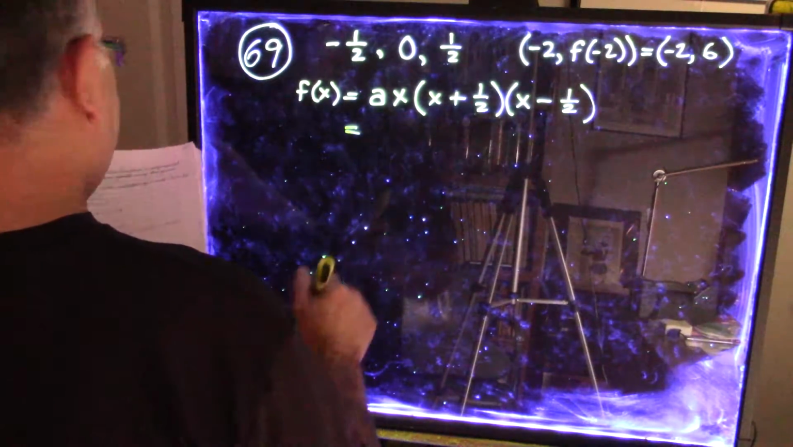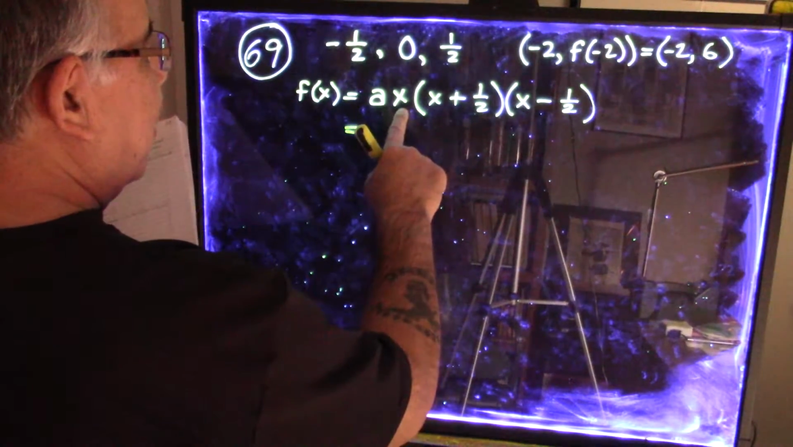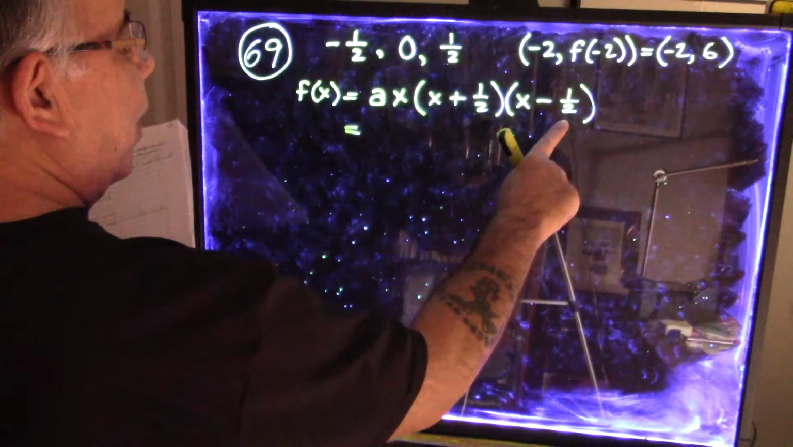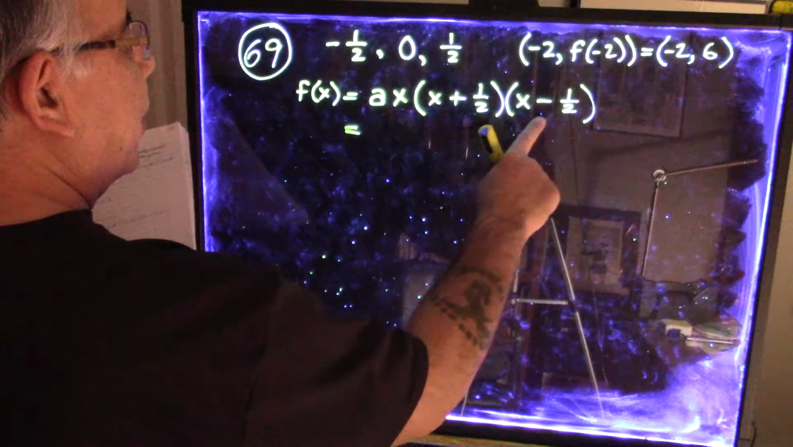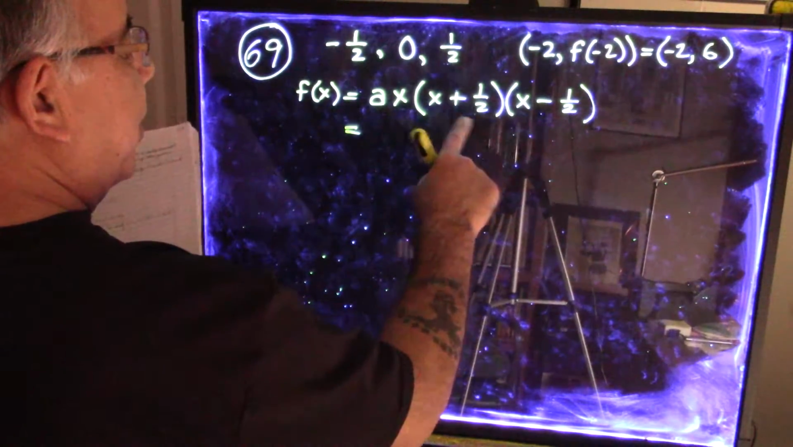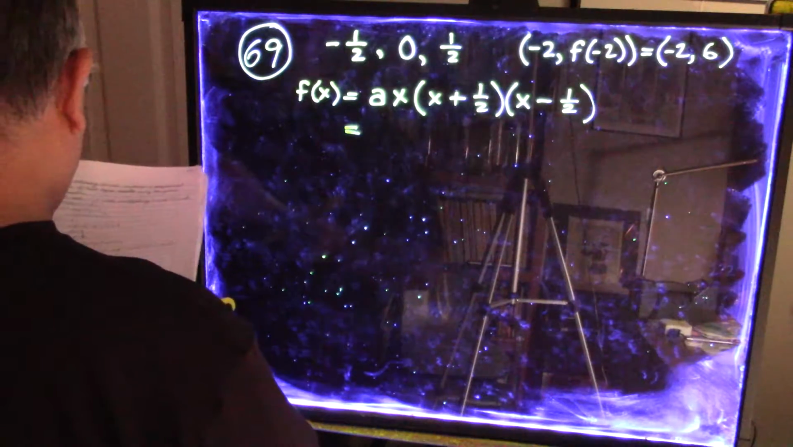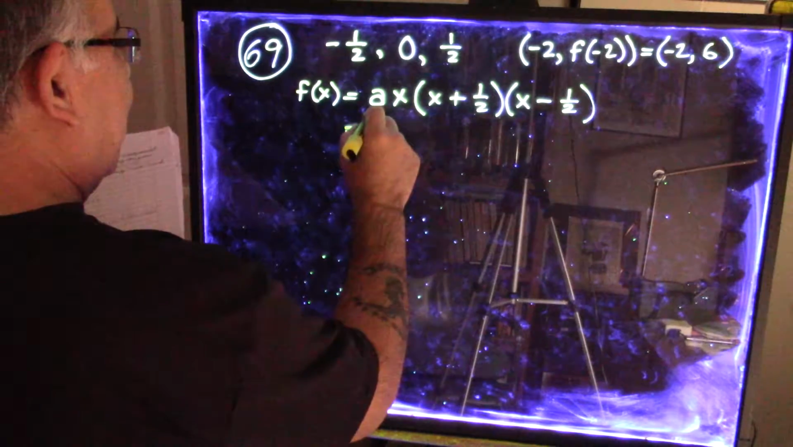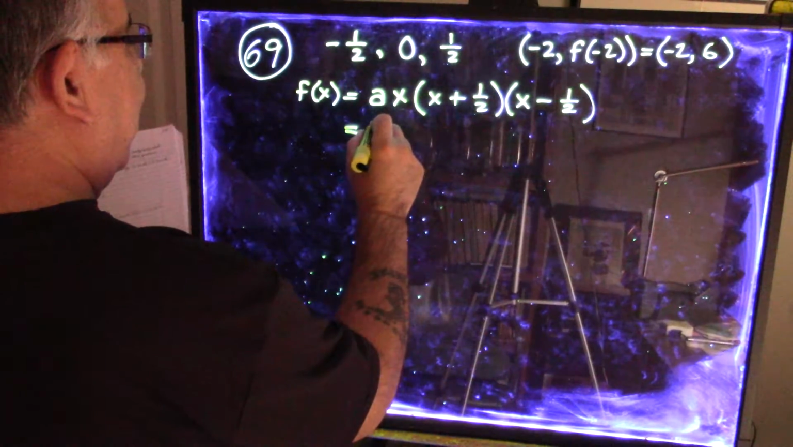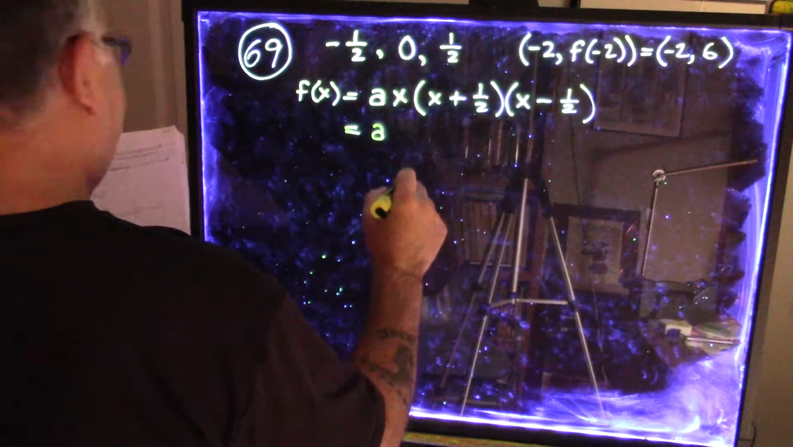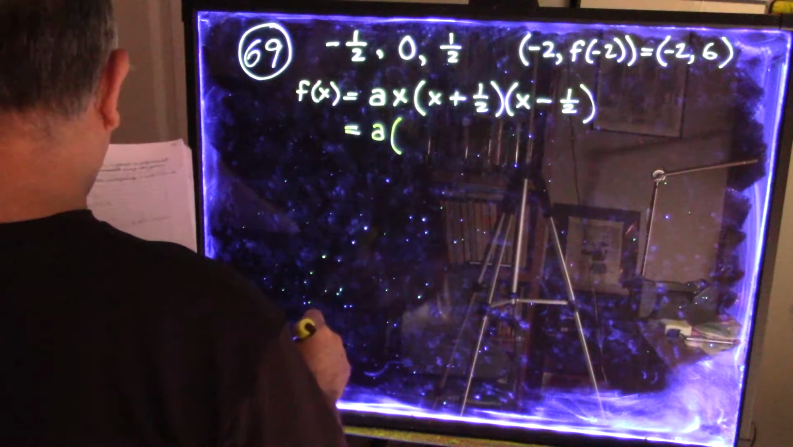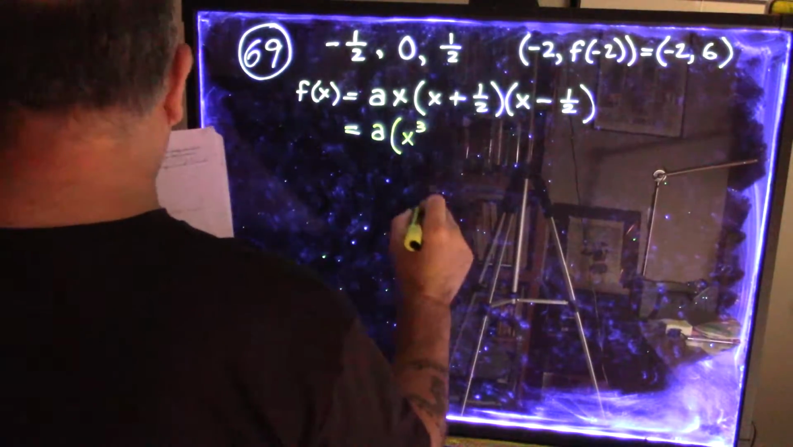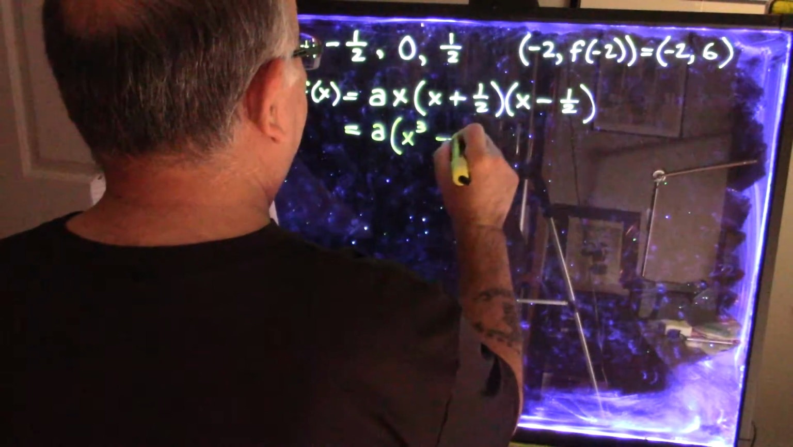You could multiply this through and then multiply the result by that if you want, or you could multiply these two first. This might be easier. x plus a, x minus a is x squared minus a squared, right? And then you can multiply the x through. It's your choice how you want to do that. You can leave the a in front for simplicity's sake, especially when we solve for a. So we should get x cubed minus 1/4 x.